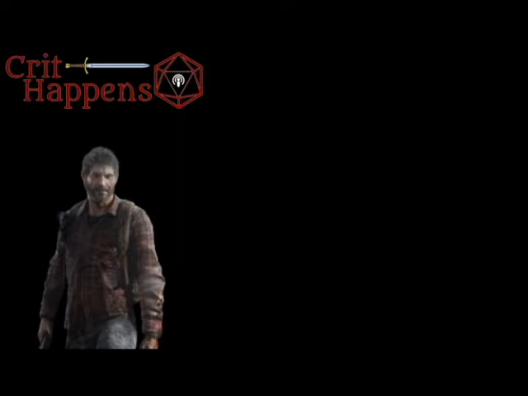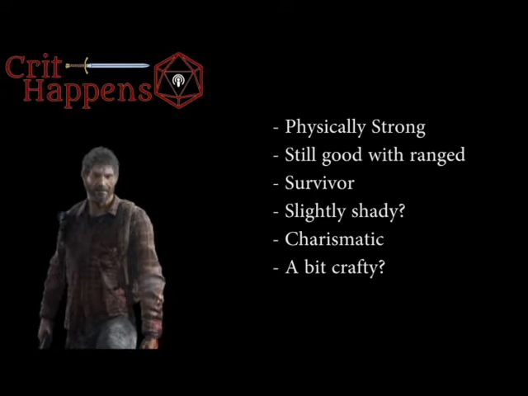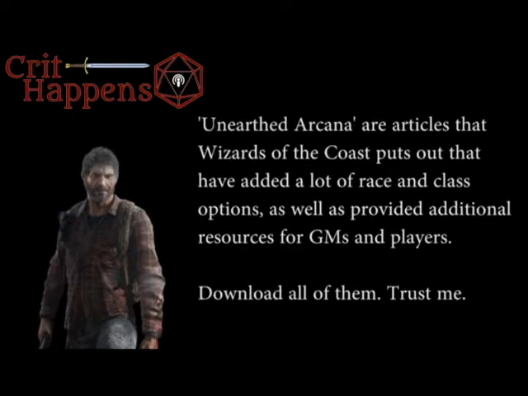So, just to recap our idea of Joel so far, we want a character that is primarily physically strong, but has some skill with ranged weapons. He's able to survive and thrive both inside and outside of city walls, sometimes through less than legal means, and we know he is charismatic with a bit of a crafting skill. To really maximize Joel's potential, we're going to take advantage of 2 Unearthed Arcana articles, the Ranger Revised and the Ranger and Rogue articles.